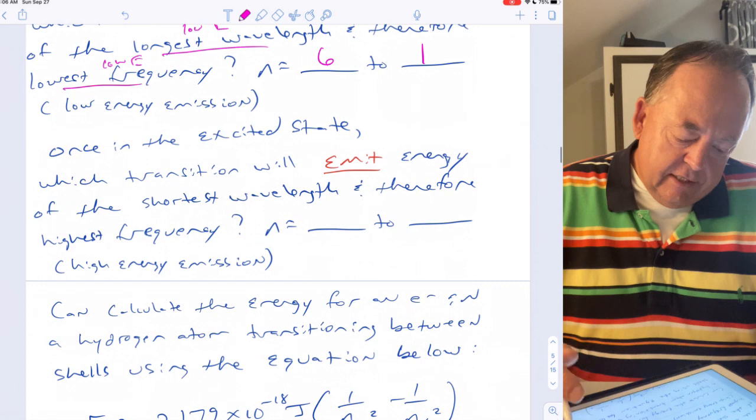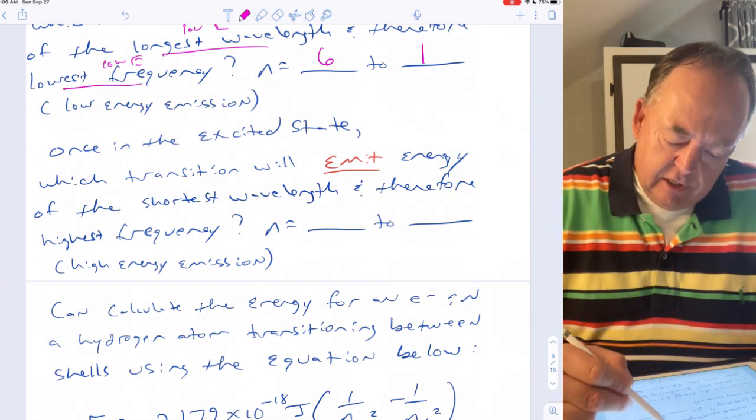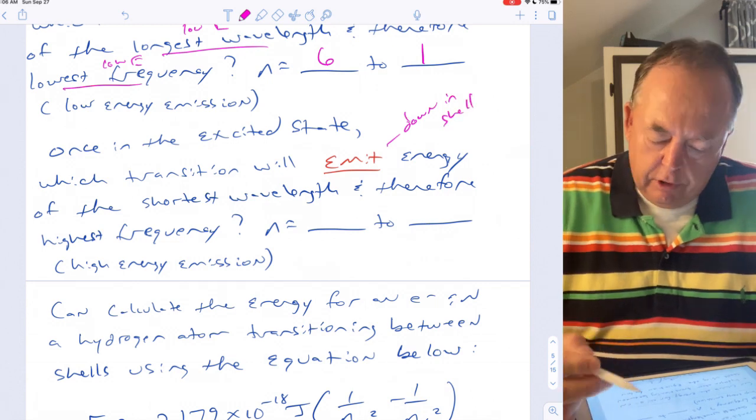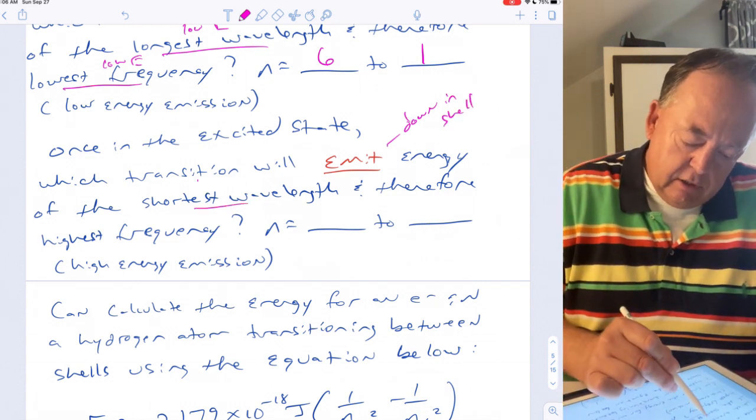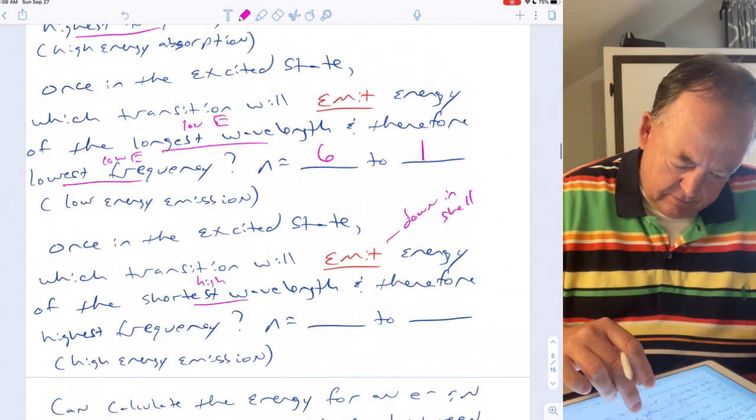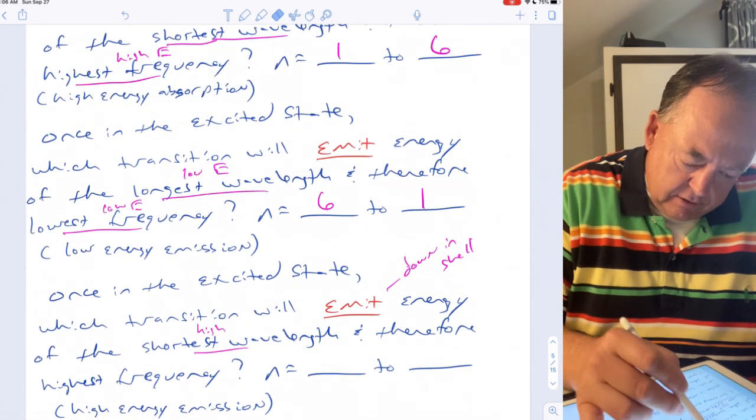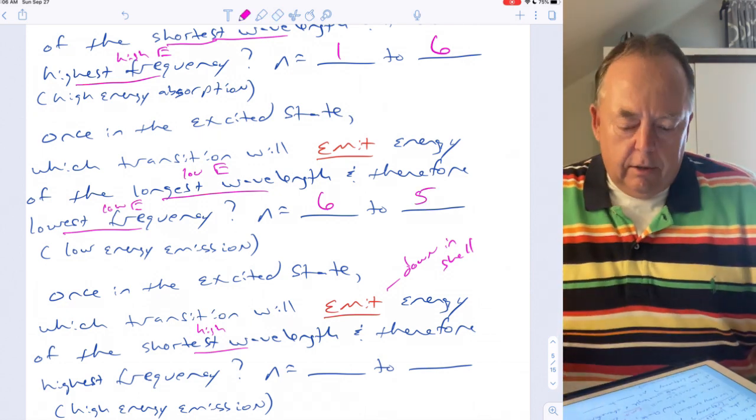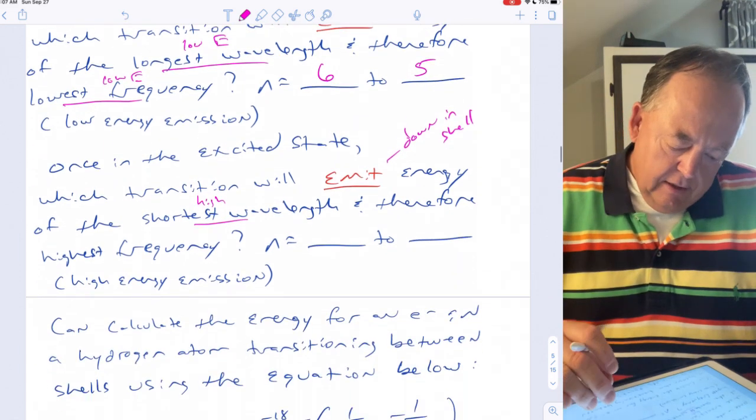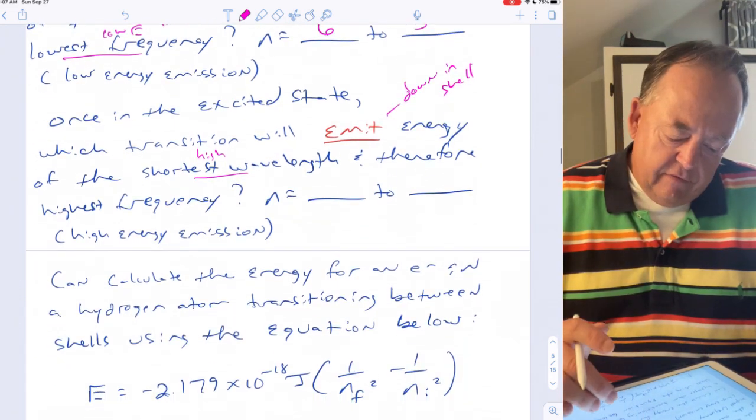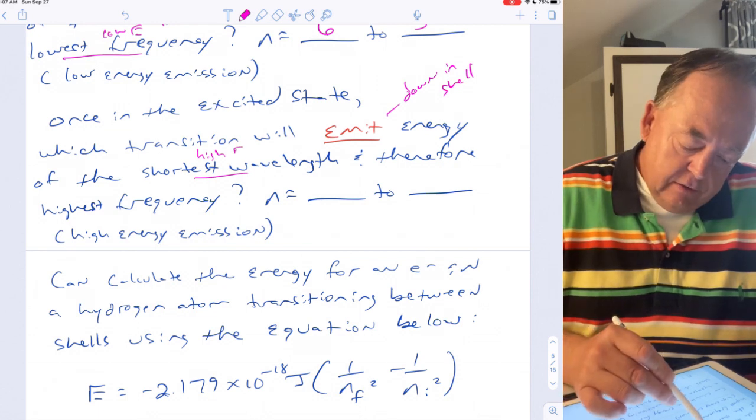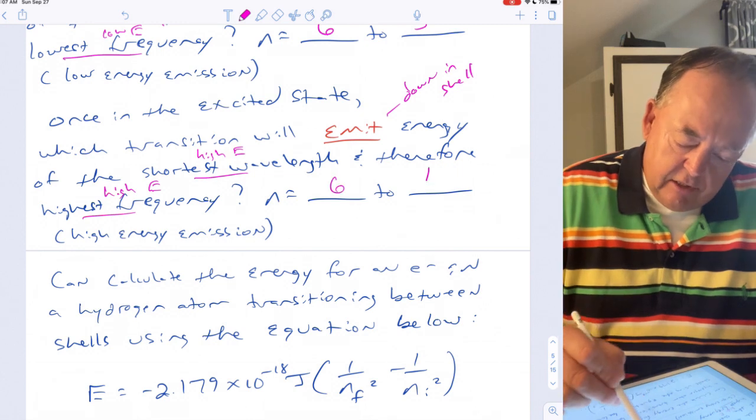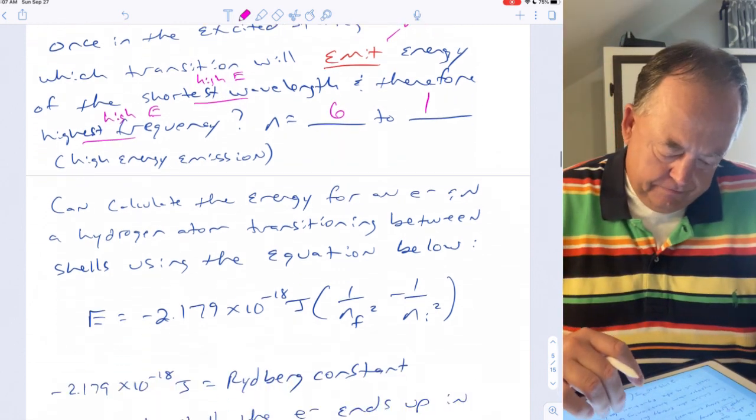Or once in the excited state, which transition would emit energy of the short wavelength? That means it's going to go down in shell, and that means high energy. Wait a minute. Low energy would be not this. The lowest energy would be 6 to 5, right? The smallest possible jump. And which would emit energy of the shortest wavelength, so that's high energy. And high frequency means high energy. So that's going to be the biggest jump from 6 to 1.